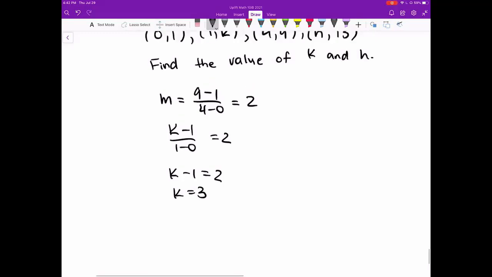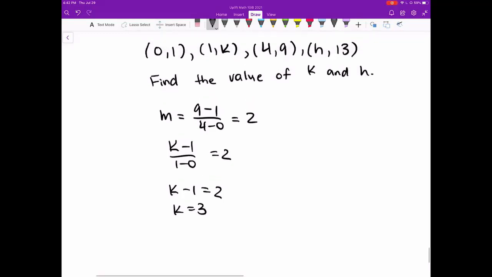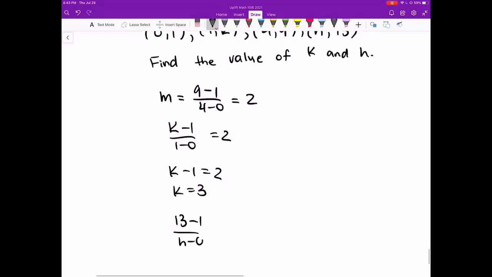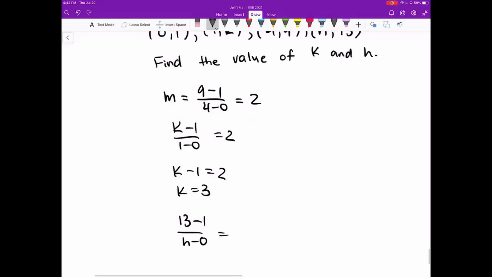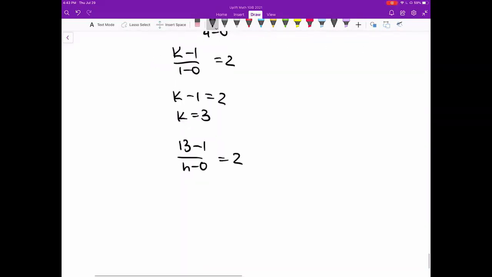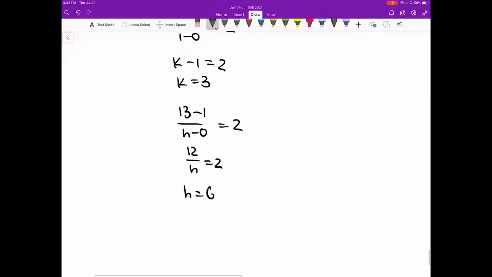And now we can try to find h. So we can use (13, h) and (0, 1). So we have 13 minus 1 divided by h minus 0, which is just h, which is equal to 2. Then we can simplify a little bit. We get 12 over h, and then here we just get h is equal to 6.